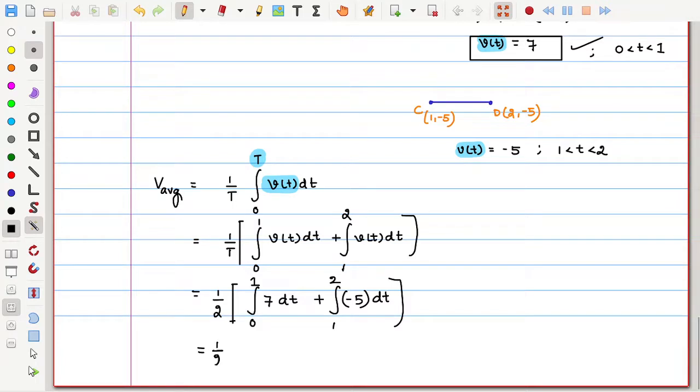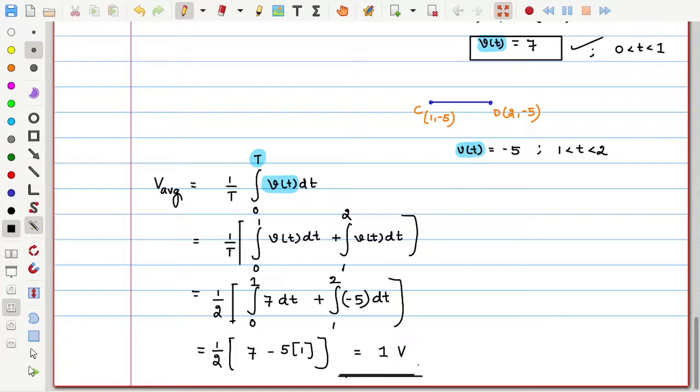So 1 by 2 into 7 into t, with integration limits over 0 to 1. So 1 minus 0, that is what? 7. So minus 5 into, 2 minus 1, that is 1. So how much is this? 7 minus 5 is 2, divided by 2 is 1. So average voltage is 1 volt. Average voltage is 1 volt.